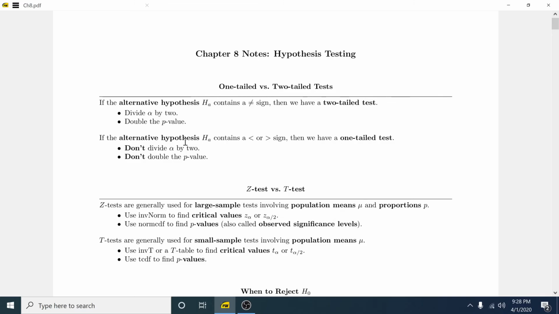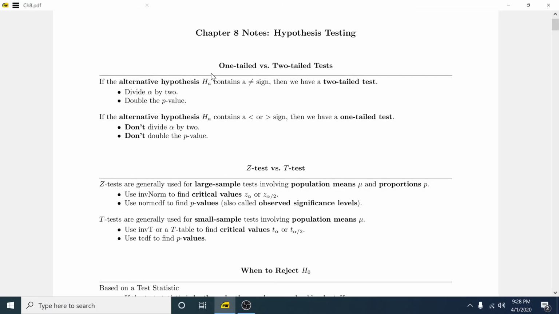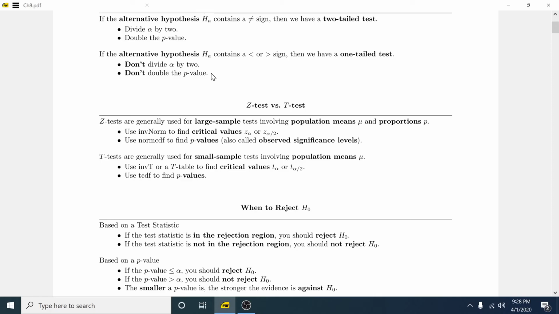On a one-tailed test, you don't do those things. You don't divide alpha by 2, you don't double the p-value. And again, a lot of this is going to make a lot more sense once we've seen an example, but I do just want to go through these general principles first and set the stage for what we're doing. Now, the second thing we're going to see on these hypothesis testing problems is a distinction between z-tests and t-tests. And generally, z-tests are used for large sample problems involving population means or proportions. When we're doing a z-test, we just need to keep in mind that z really stands for standard normal. So we're going to be using the inverse norm command to get the critical values, z alpha and z alpha over 2.